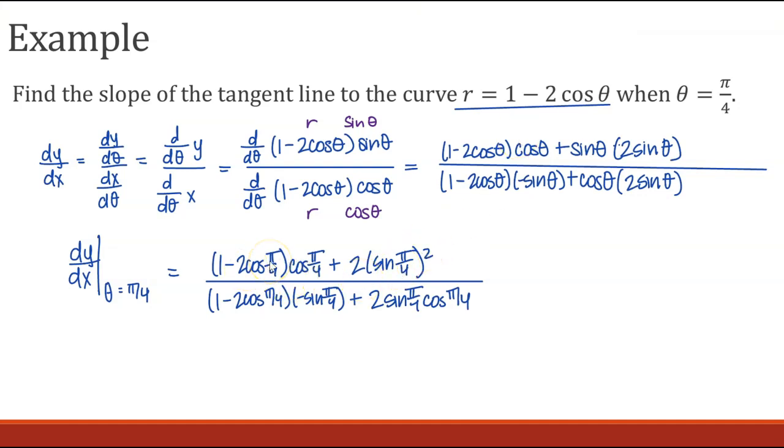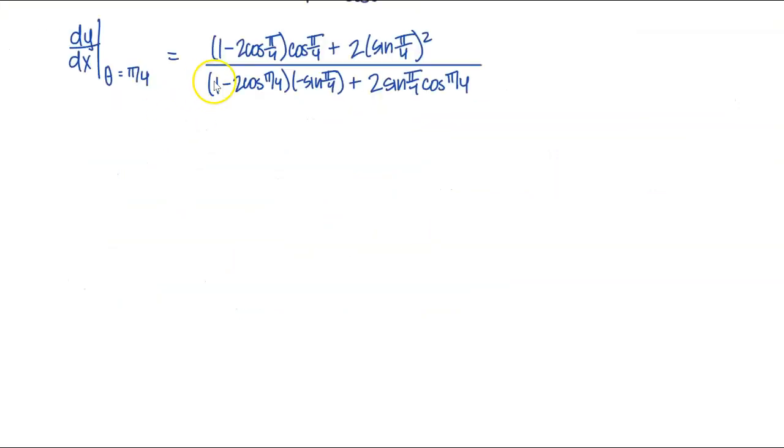And now we'll evaluate these, and then simplify and see what we get here. I've made some space here. Thankfully each one of these is rad 2 over 2. Both cosine of pi over 4 and sine of pi over 4 is the square root of 2 over 2. So what do we have?